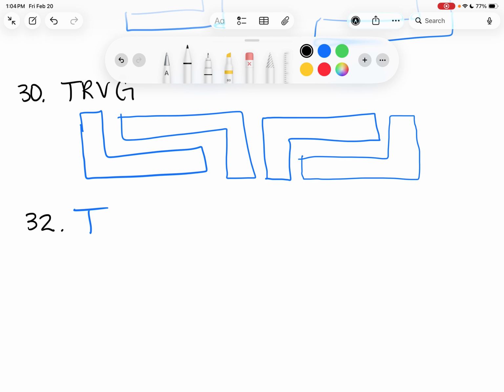What about 34? That's TR. Yep, that one is just T and R. I can't reflect it, and it's not a glide. It's just rotated.